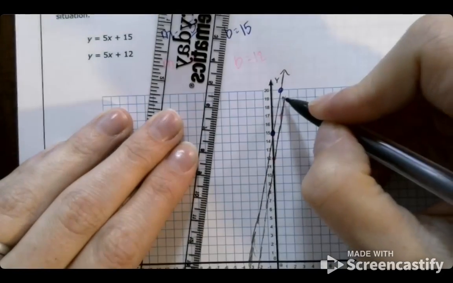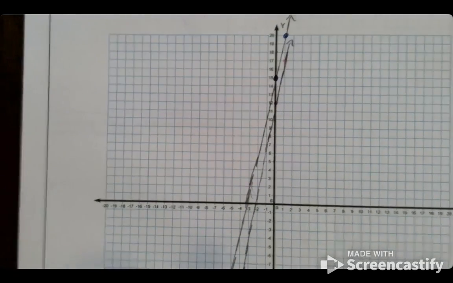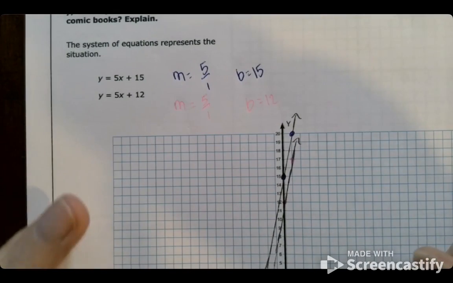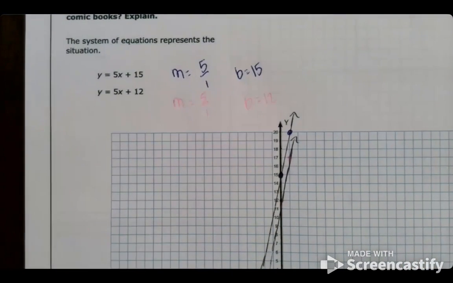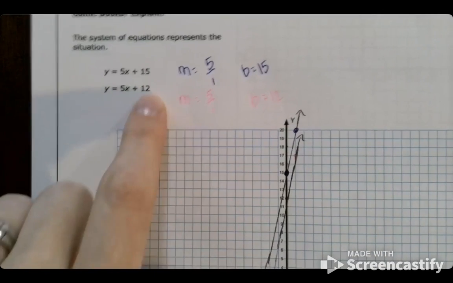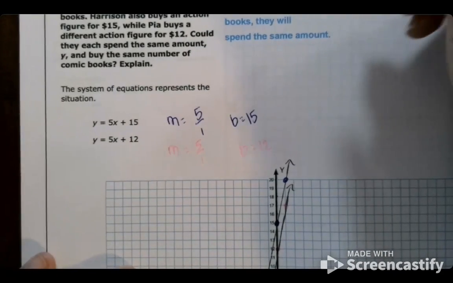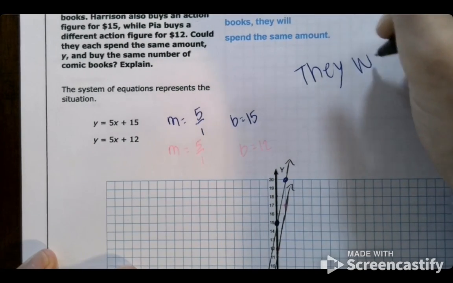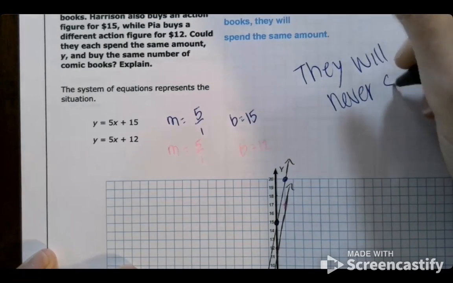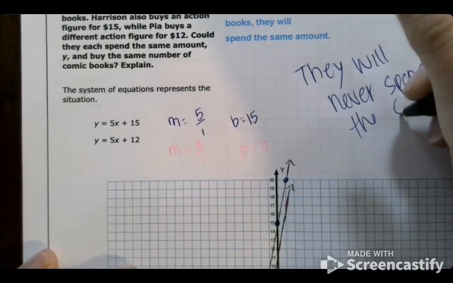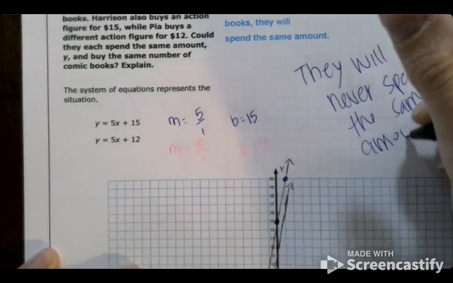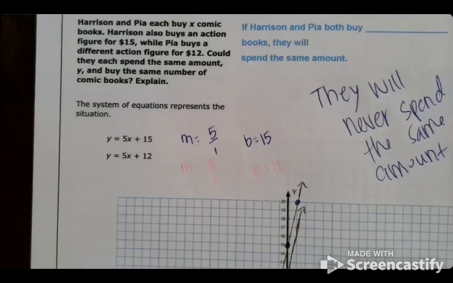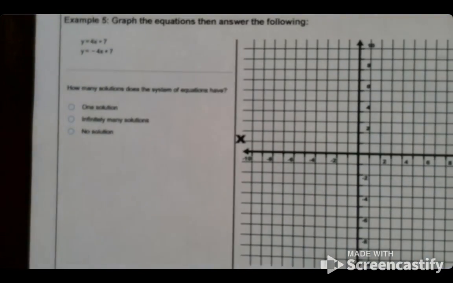And notice, I know Ms. Sherman's graph is not the best, but hopefully yours is a little bit better. Notice how, at least when we have our points up here, right? And again, if we think about what we looked at earlier, the slopes are the same, but the y-intercepts are different. So honest to goodness, they will never spend the same amount. No matter what happens, Pia and Harrison will never spend the same amount. So hopefully you feel good about that.